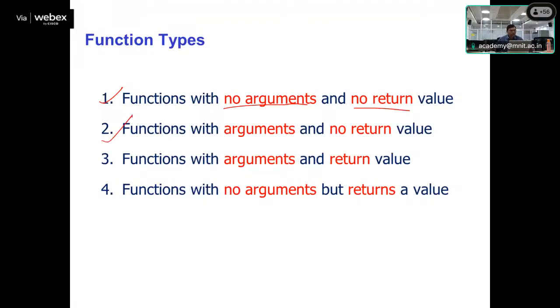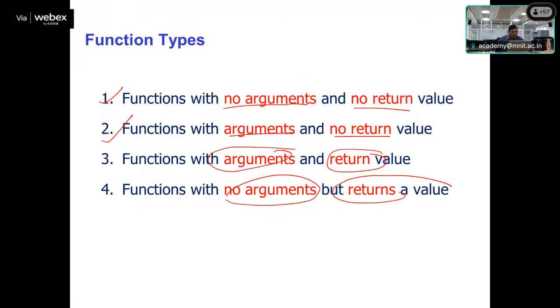Second, where we are taking some argument, giving some parameter to the function, and that is not returning back any value. Third possibility is that it is taking some argument and also giving back some return value. Fourth function is of the type which does not take any argument, but it will return a value.